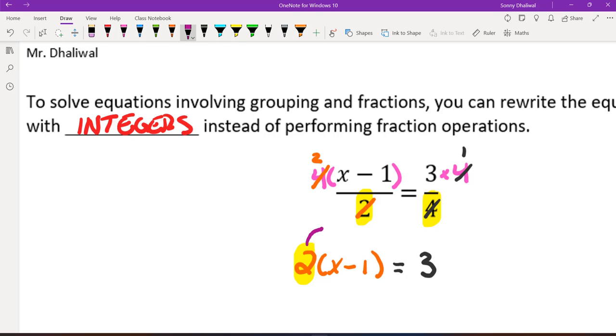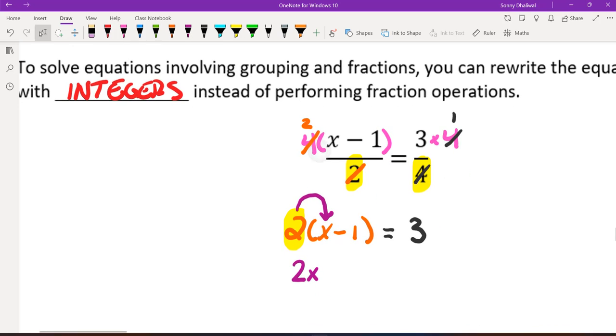So we go 2 times the first term. What do we write down? 2x. Then we go 2 times the second term. What do we write down? Negative 2, or minus 2. And you still have that 3 sitting over there.